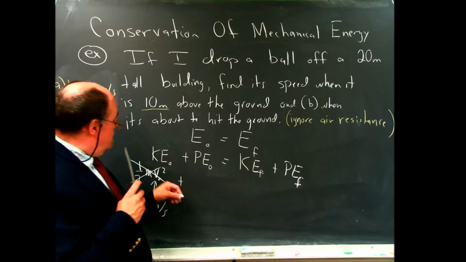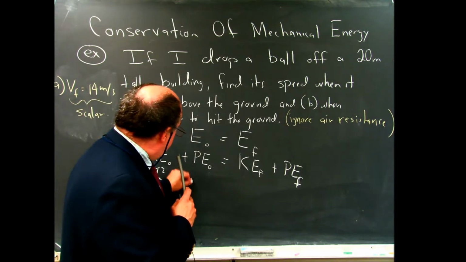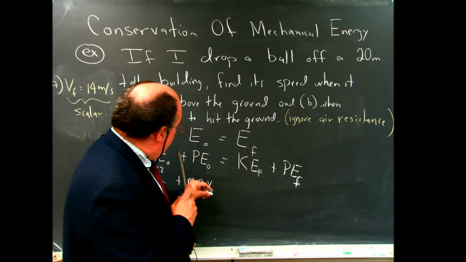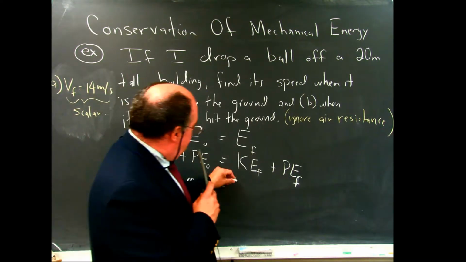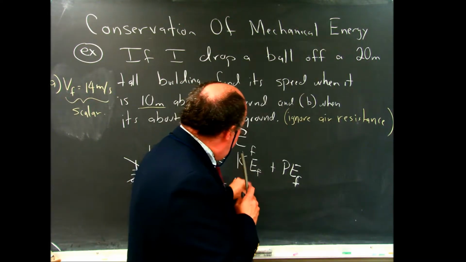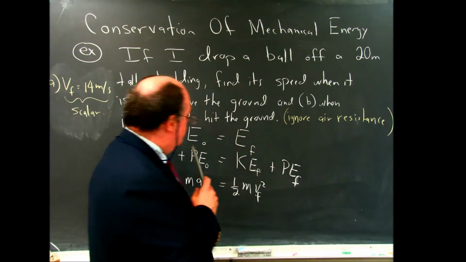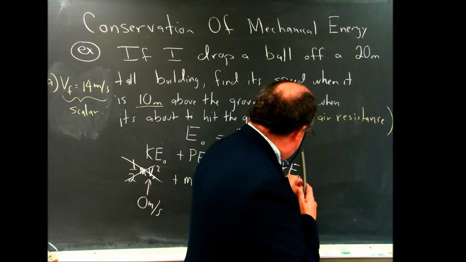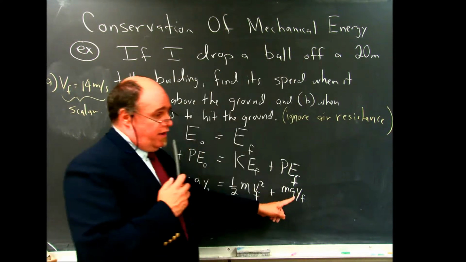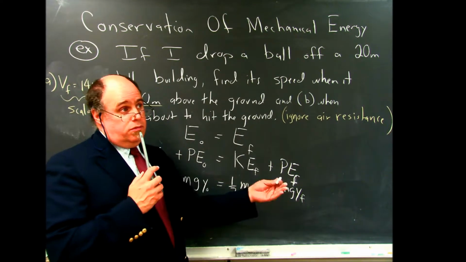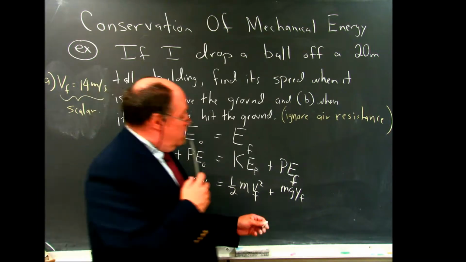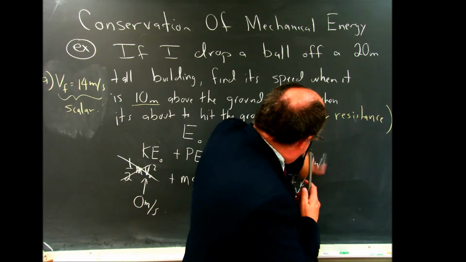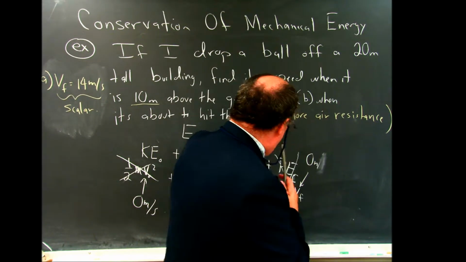Let me just write that. It's mass times g times y initial. Okay, and we know the y initial is 20. The kinetic energy final is 1/2 m v final squared. And the potential energy final is m times g times y final. But we know y final. When something gets to the ground, the height above the ground is 0. So I will say that this height right here is 0 meters, it's a height. So this whole term cancels out.